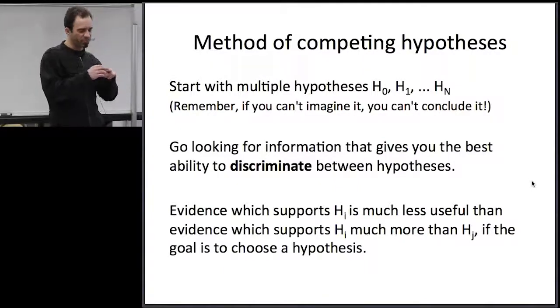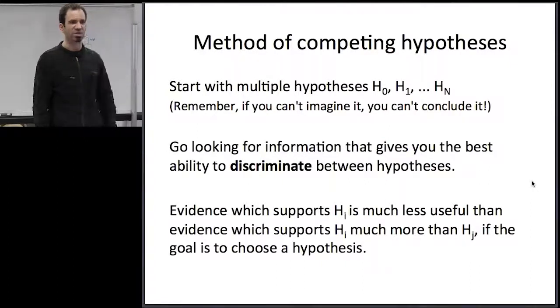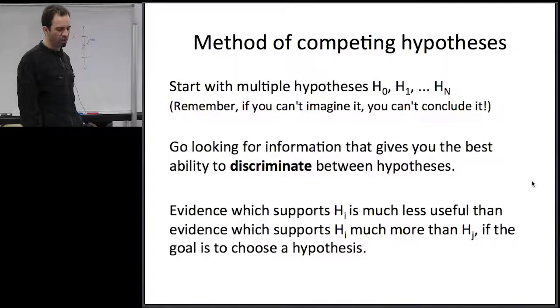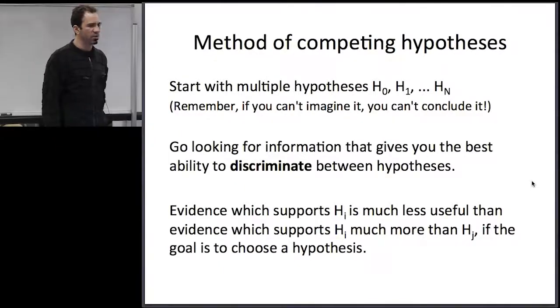You're asking which pieces of information change the relative likelihoods of these two hypotheses, or multiple hypotheses. And the reason for this is your goal is to pick one in the end and say, this is the one that seems most likely to us. Notice I've switched into the language of probability. And in fact, we're going to talk about our quantitative way to do this.